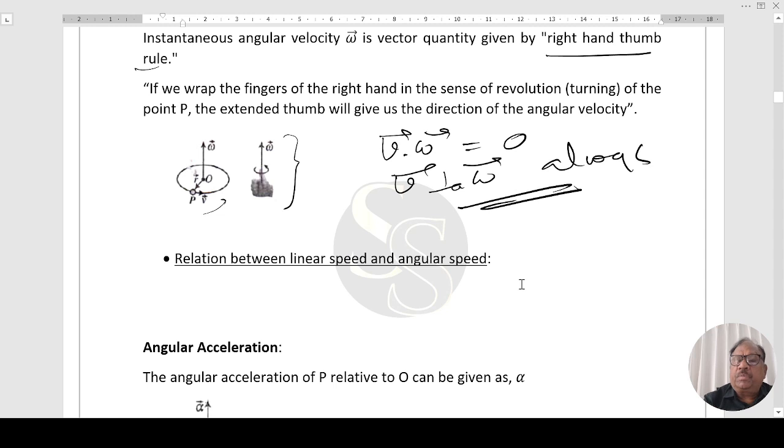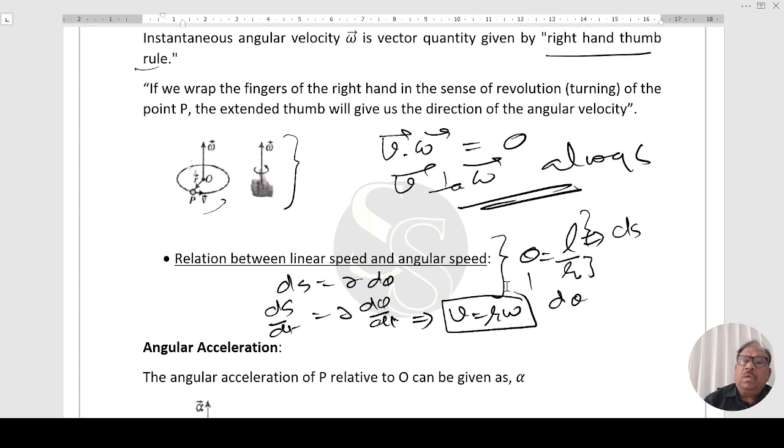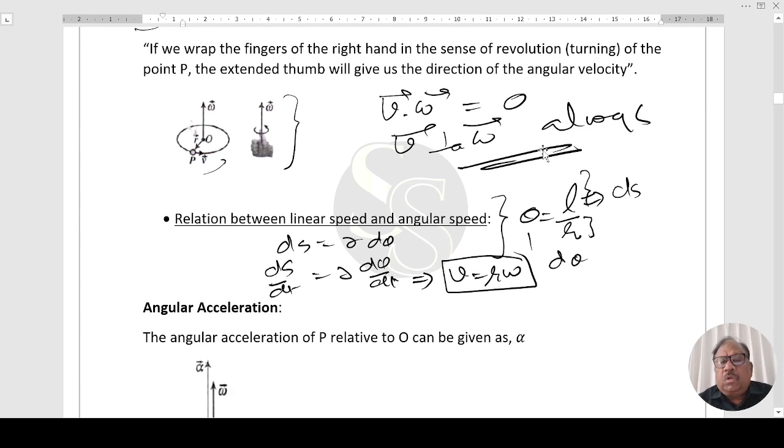Then the relation between linear speed and angular speed. In 10th standard, you have d theta equal to L by R, the angle subtended at the center is the length of the arc divided by the radius. Say this is ds, then this will be d theta. ds equal to r d theta, so ds by dt equal to r d theta by dt, that is v equal to r omega. This is the relation between linear speed and angular speed.